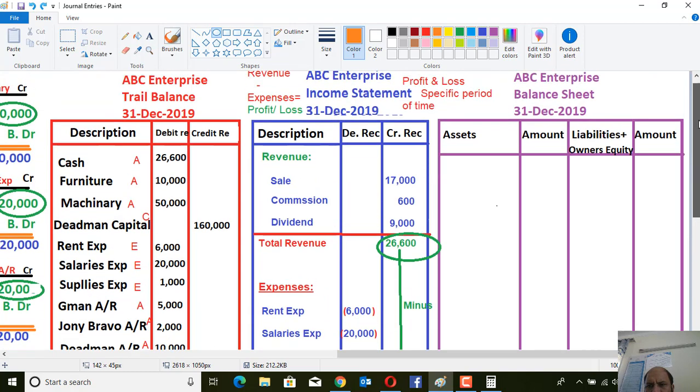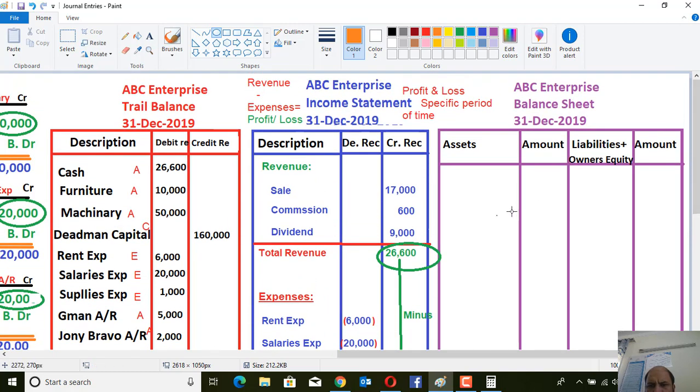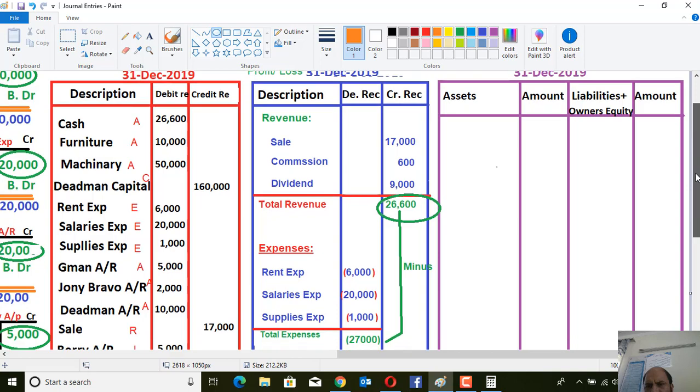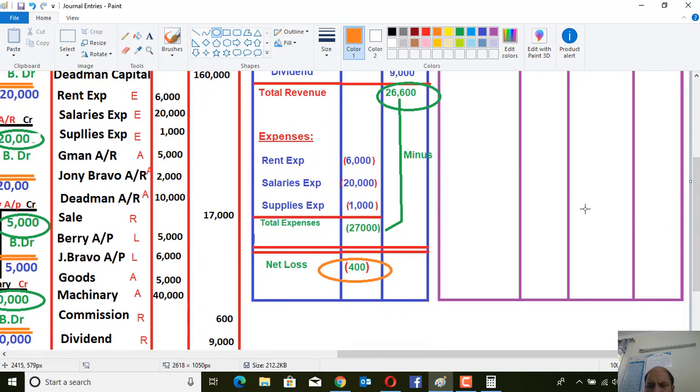I hope that you have understood it perfectly, and in the next video we will move towards the balance sheet calculation or towards the balance sheet preparation.